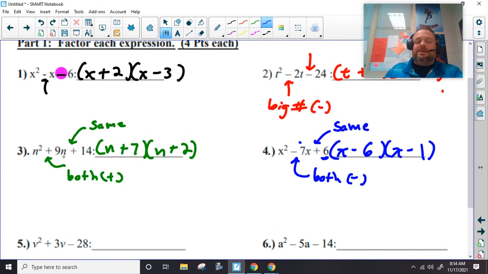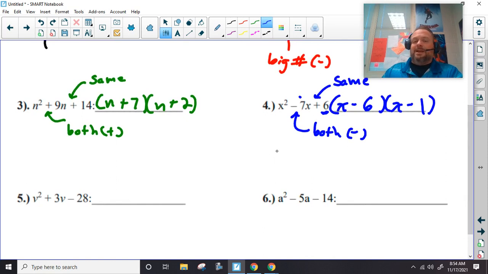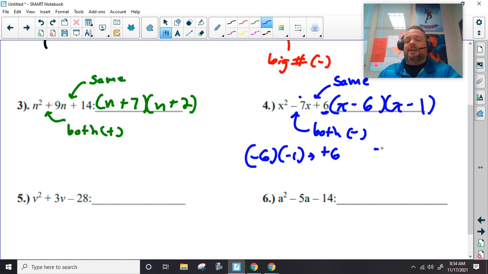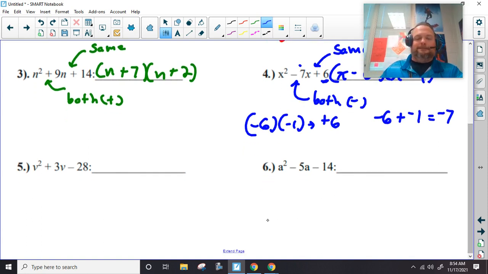Number 3, okay? Right. And -6 times -1 is +6. -6 plus -1 is -7. We'll put a pin in this and we'll work this out separately. All right. Number 5.